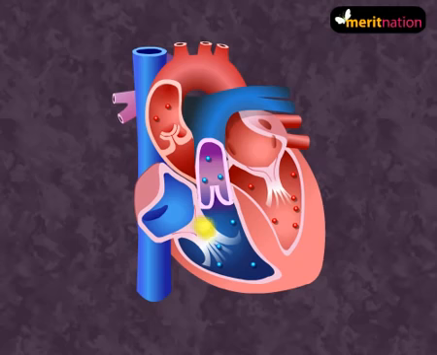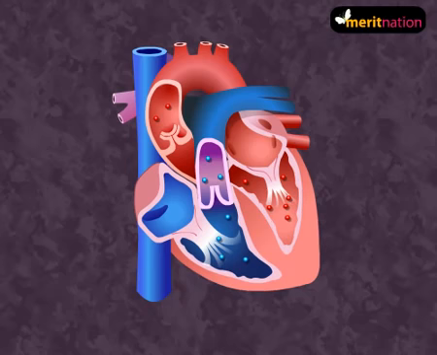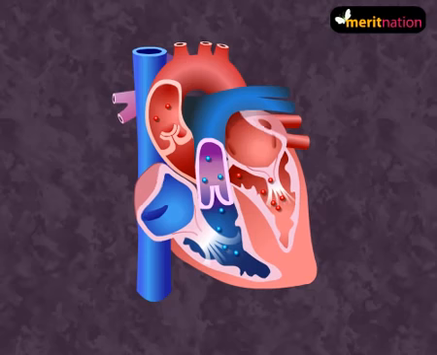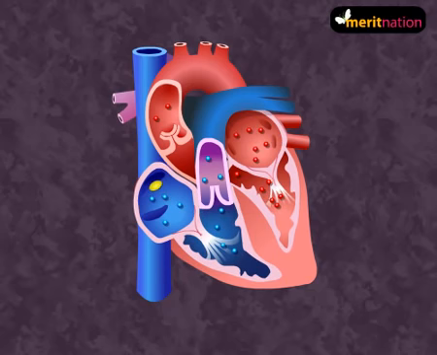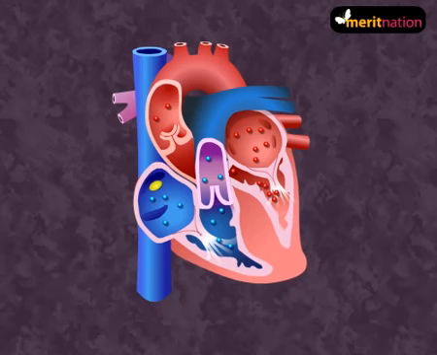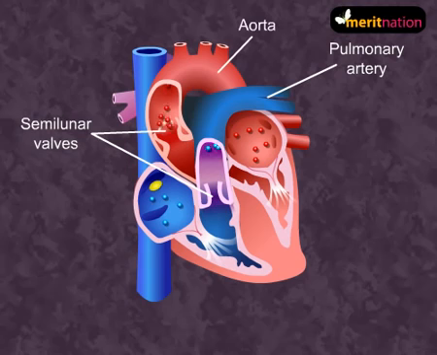The AV node, as shown here, picks up the signal and then conducts it throughout the ventricles. This stimulates the ventricular contraction, and as the ventricular contraction increases, the ventricular pressure causes the closure of the AV valves. Now, this continuous contraction causes a further increase in ventricular pressure. What will happen because of this? It will open the semilunar valves, and the blood flows into the pulmonary artery and the aorta.